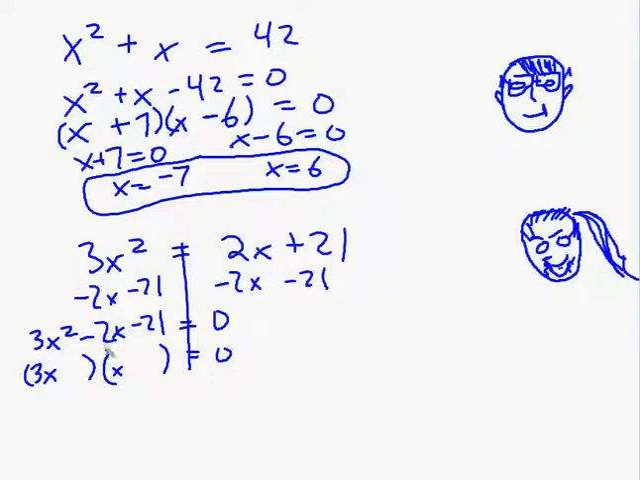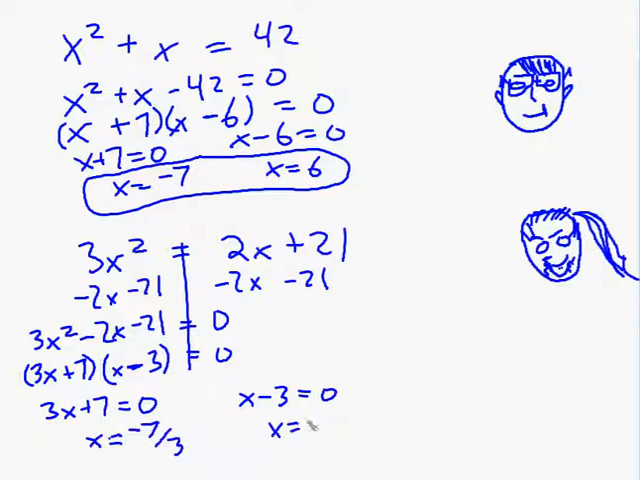Now I need to get a 2 somehow. I'm thinking 7 right here and 3 right here, because then I get a 9, then I get a 3. So negative 9, positive 7 gives me the negative 2. So I say 3x plus 7 equals 0 and x minus 3 equals 0. Subtract the 7, divide by 3. And add the 3.